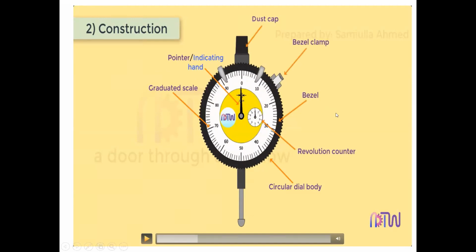Okay, while setting the dial indicator's initial setup, we have to rotate this bezel in order to set the pointer position. We will see this in the laboratory, the metrology lab. For that reason, the bezel is provided.